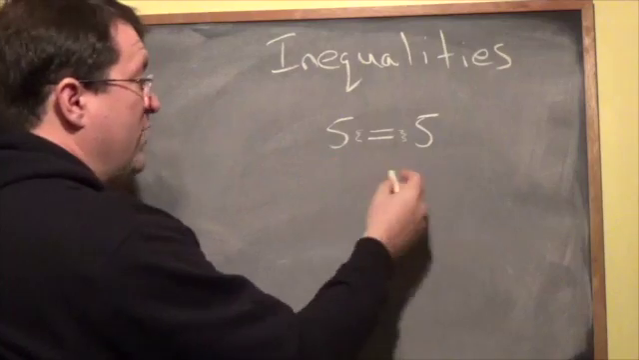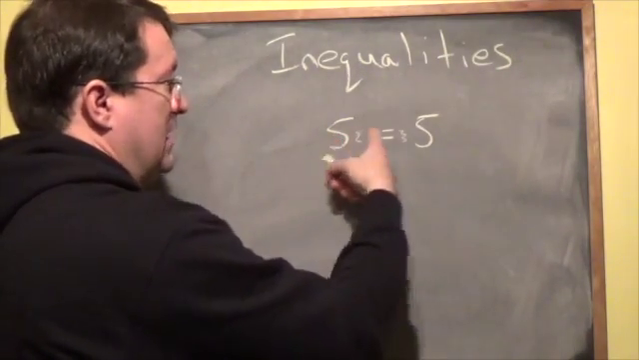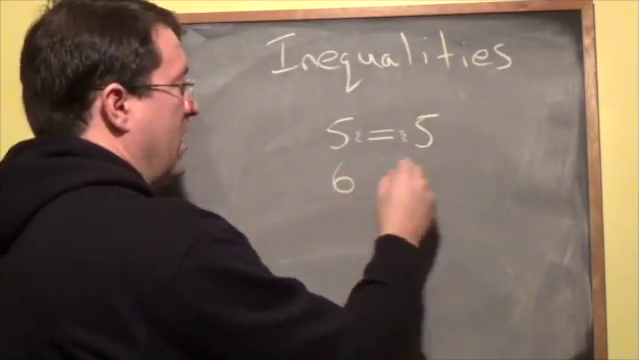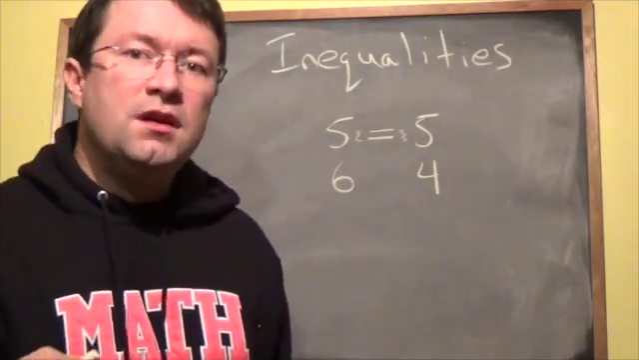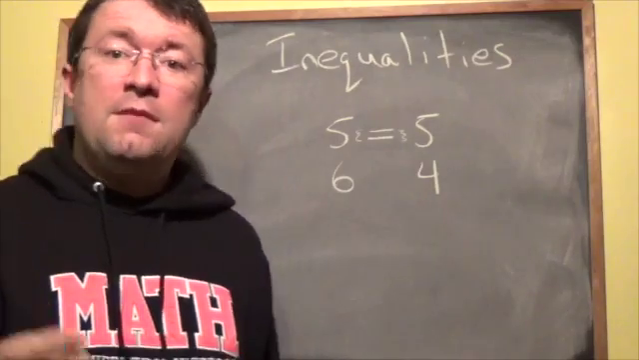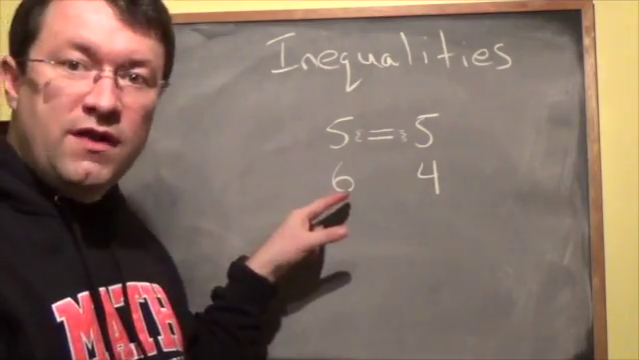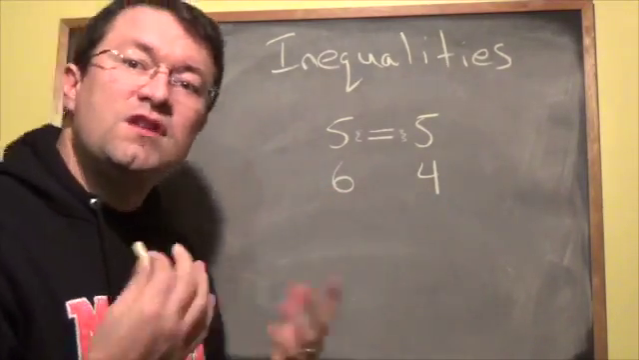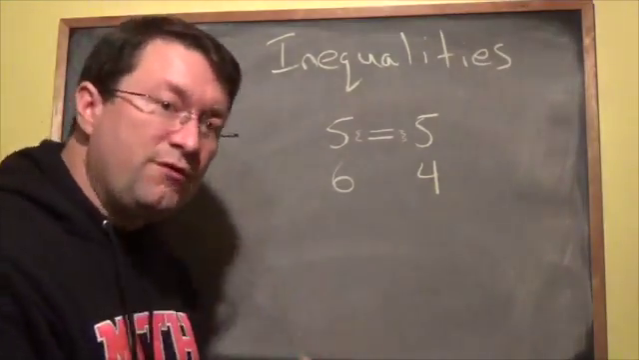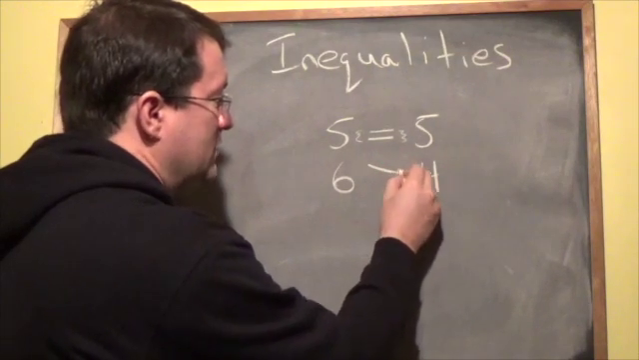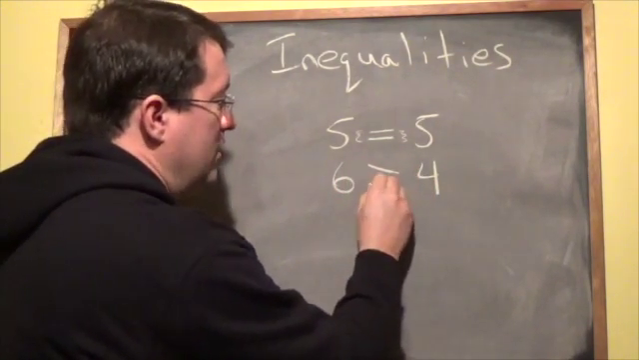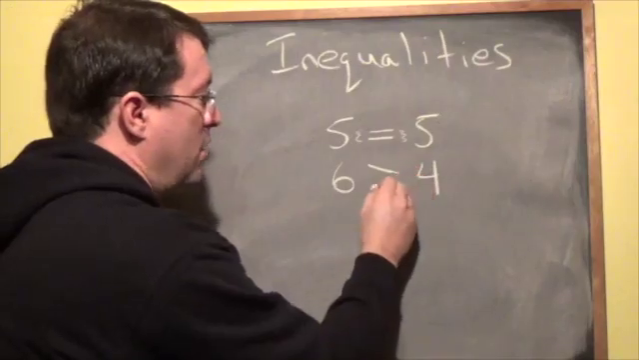Now, if we change this up, let's maybe increase the value of this end by 1, decrease this one by 1, so now we've got 6 and 4. Well, now we can't use the equal symbol, because there's more on this side than there is on this side. So the symbol that we use is designed to reflect that. Instead of two parallel lines, we want the distance between those two points to be larger on this end and smaller on this end.